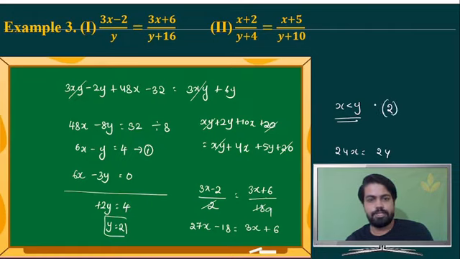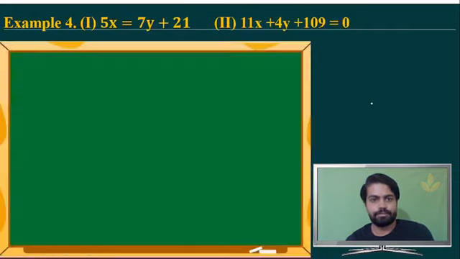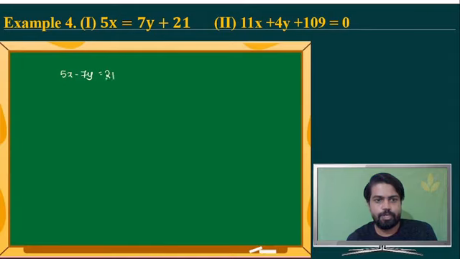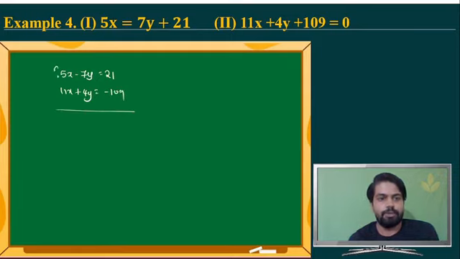Okay, so let's see the next question now. It's a linear equation, so let us rearrange them. 5x minus 7y is equal to 21 and 11x plus 4y is equal to minus 109. So you know what to do. I'm going to multiply this by 4 and this by 7, and I'm going to add them because they have an opposite sign. So y will cancel.